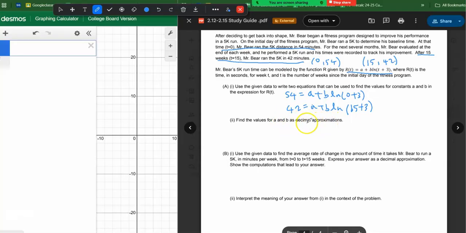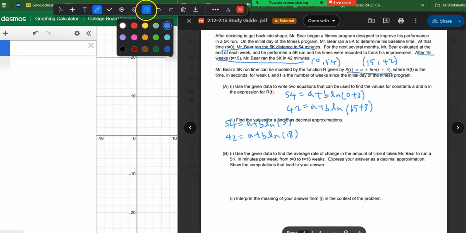So this one, you can solve algebraically, which, if you're one of my students, I taught you both ways, right? You do it algebraically, or use decimals and then do the custom regression. I'm going to show you both because everyone has a different preference. Okay, so I'm going to solve algebraically first. So 54 is equal to a plus b natural log of 0 plus 3, which is 3. Second equation, 42 is equal to a plus b natural log of 15 plus 3, which is 18.